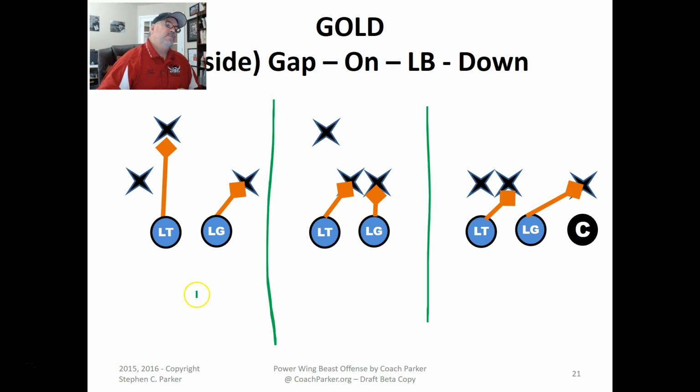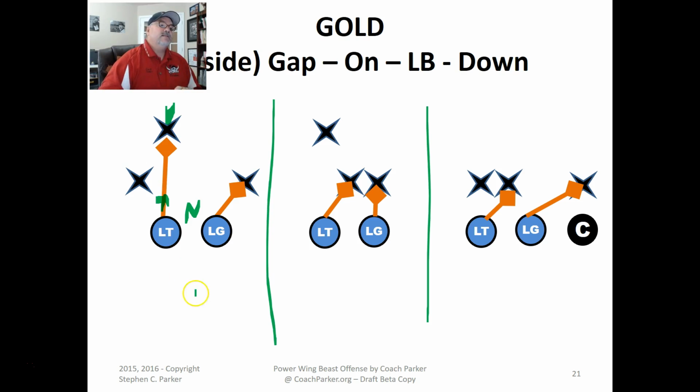So this first group here, you've got your left guard. He goes inside gap. That's a yes. So he takes him. The left tackle, he's going to go through his rule progression. Inside gap is a no, on is a no, but he's got a linebacker here, which is the yes. So he goes after the linebacker there.